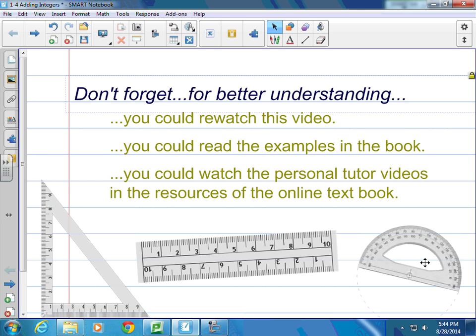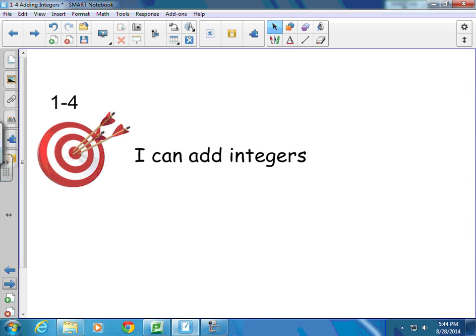Today, we're going to be looking at adding fractions. Adding integers, I'm sorry. There's one mistake for the video today. This is 1-4. I can add integers, so you should be adding that target to your notes. And if you want to be following along in your book, we're starting on page 41. So I can add integers.